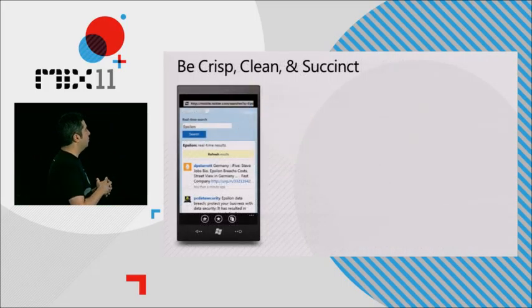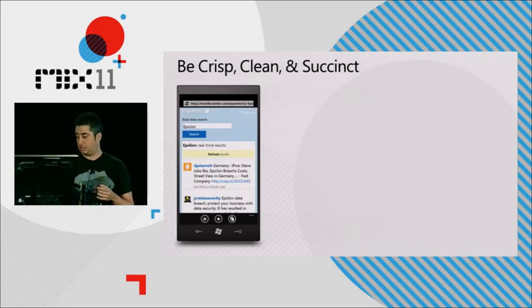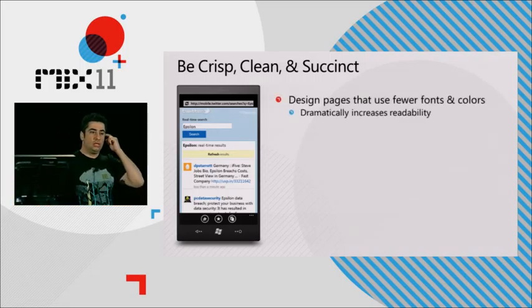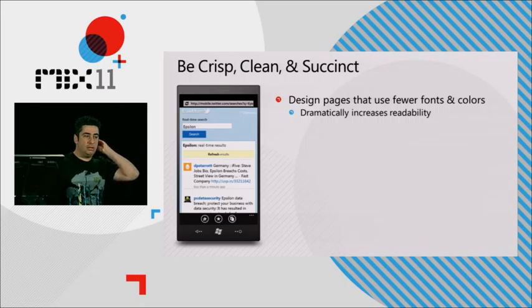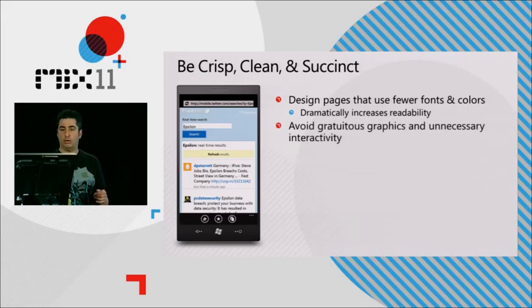Another guideline principle is being crisp and clean and succinct. And what I mean by this is, in mobile design, less is typically more. Don't go crazy with fonts and colors. Fewer fonts, fewer colors typically dramatically increase readability. They increase the ability of the user to understand the information that they're looking at. If you look at Twitter, for example, one thing you notice on the Twitter page is they're not using background images, right? They're using fewer colors.